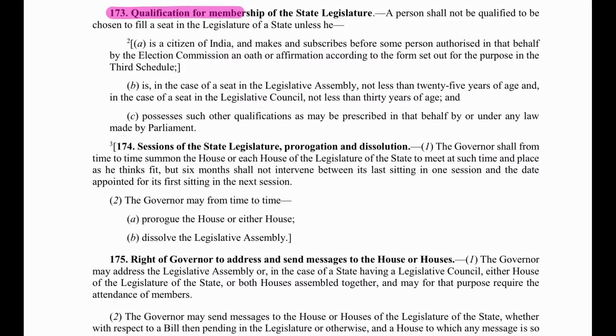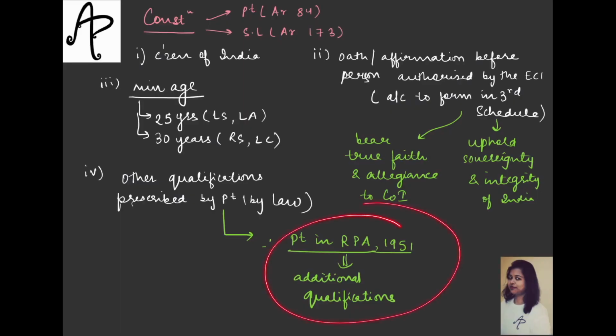Similarly, for the state legislature, qualification for membership of the state legislature, the same thing is given: citizen of India. The oath and affirmation should be made in front of the person who is authorized by the Election Commission. The form is given in the third schedule. For the Legislative Assembly, that is Vidhan Sabha, 25 years minimum age. For the Legislative Council, that is Vidhan Parishad, minimum 30 years of age, and any other qualification as prescribed by the Parliament. Now we'll see what are the conditions given in the RPA. So here we are talking about the additional qualifications.